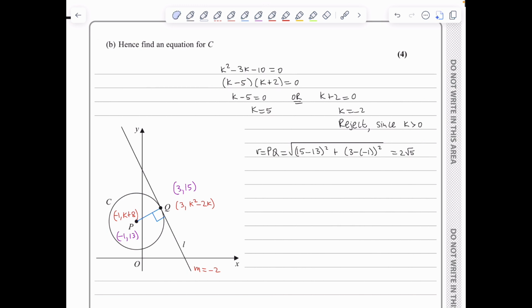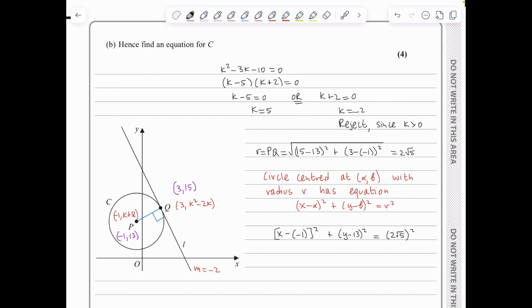And recalling that the circle centered at the point (α, β) with the radius of r has an equation (x - α)² + (y - β)² = r², this means we're looking at (x - (-1))² + (y - 13)² = (2√5)². So we're looking at (x + 1)² + (y - 13)² = 20.